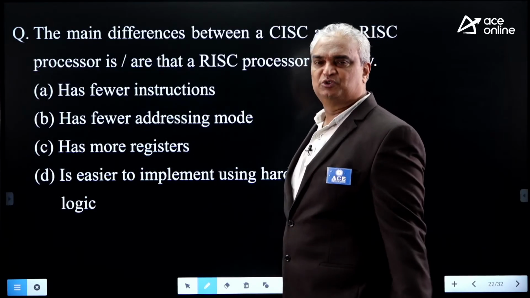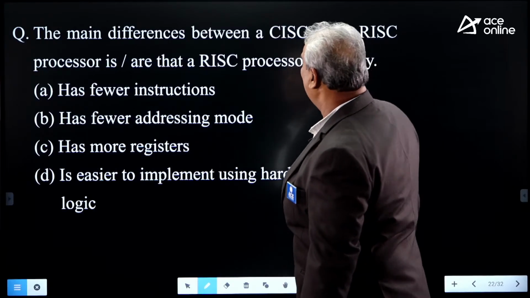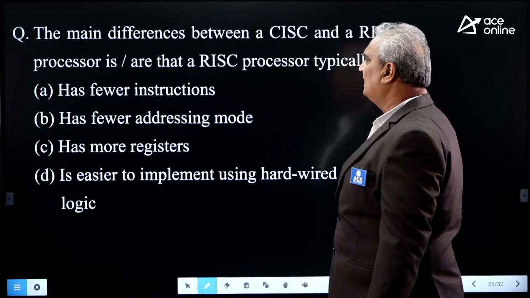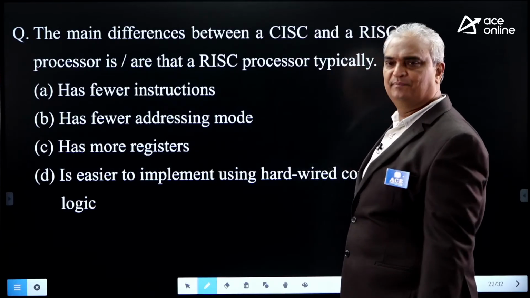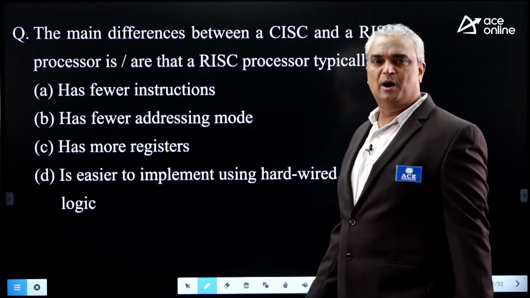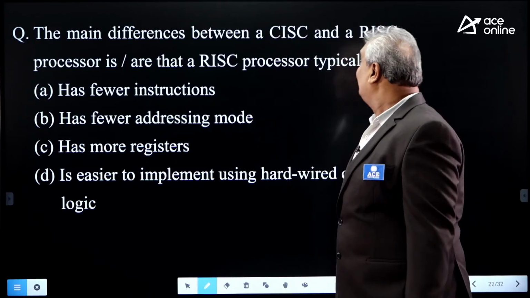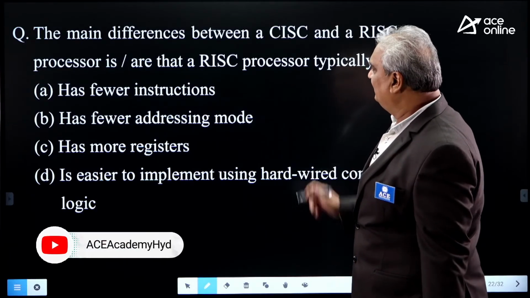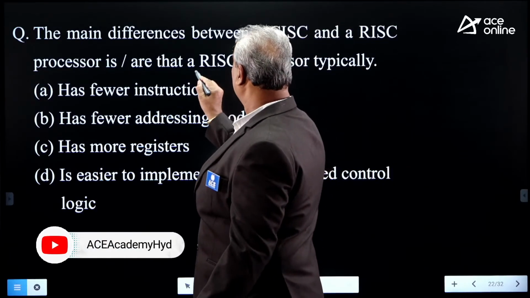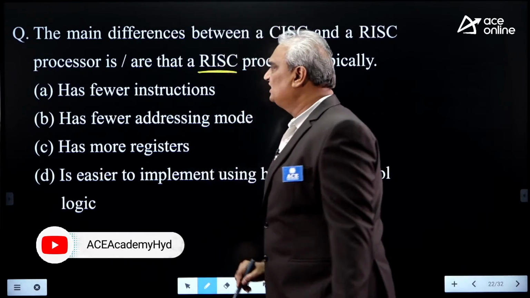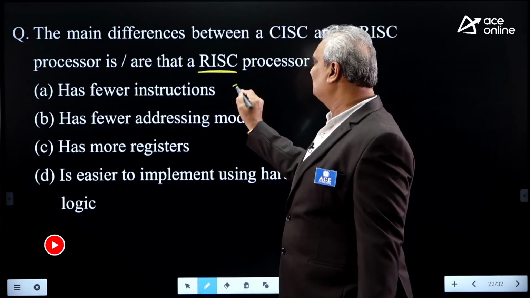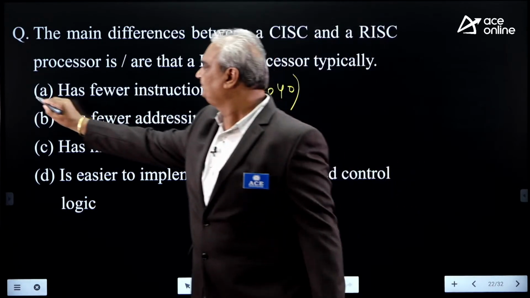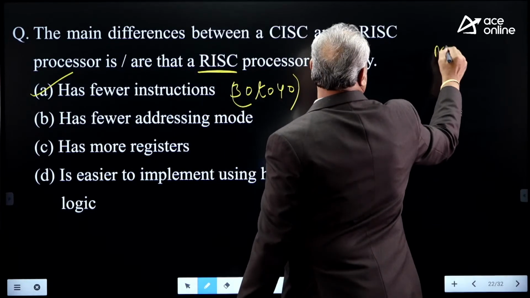Next, come to the sixth one, control unit design. The main difference between a CISC and RISC processor is that a RISC processor typically... What is a CISC? Complex instruction set computer. RISC, reduced instruction set computer. In this, he asked the characteristic with reference to RISC processor: has fewer instructions. Yes, maximum 30 to 40 instructions. So it is also correct. At the same time, it is an MSQ question.